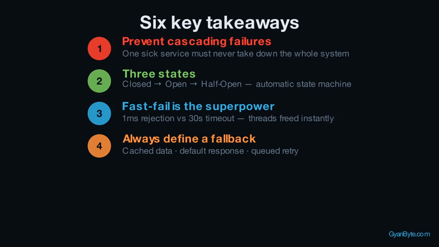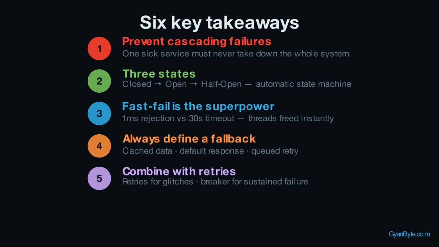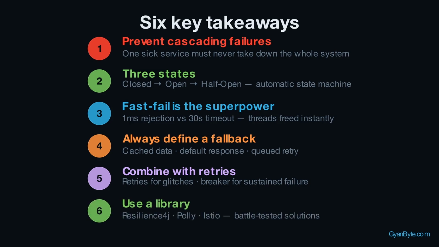4. Always define a fallback. Cache data, a default response. Never just throw an error to the user. 5. Combine with retries. Retries handle transient glitches. The breaker handles sustained failure. Together, they cover the full spectrum. 6. Use a library. Don't build your own unless you have very good reason.